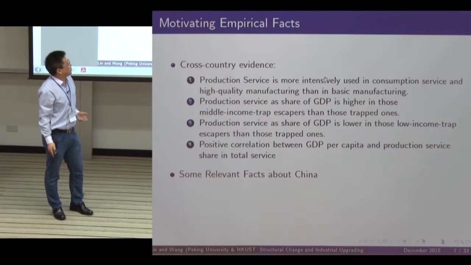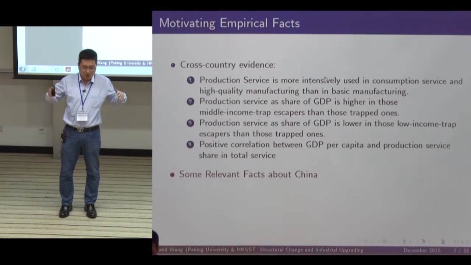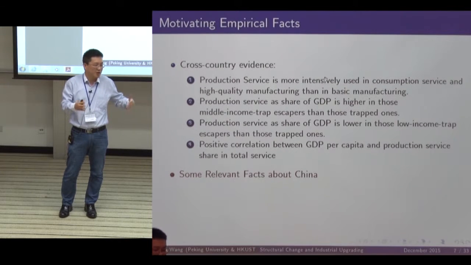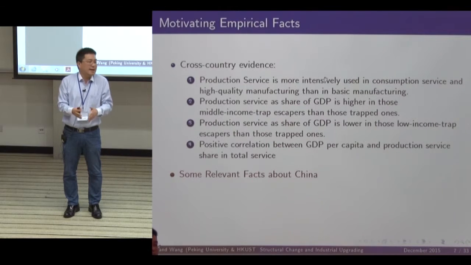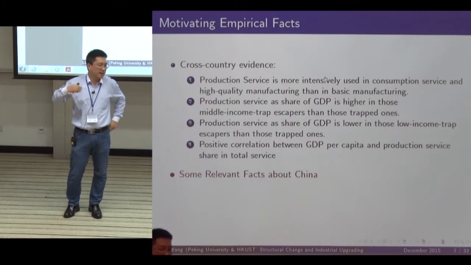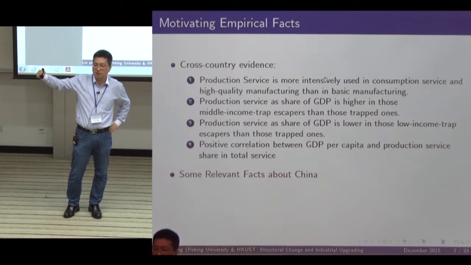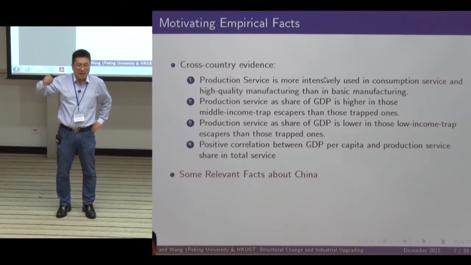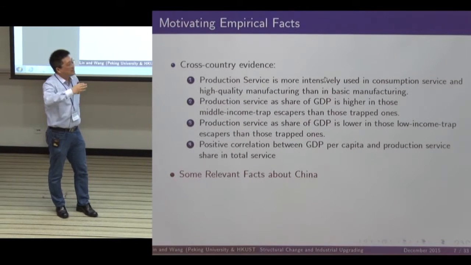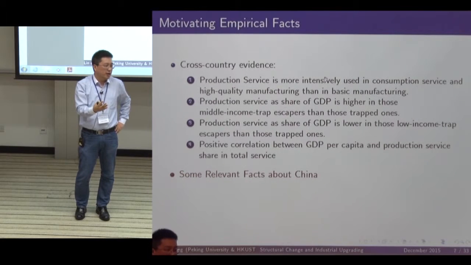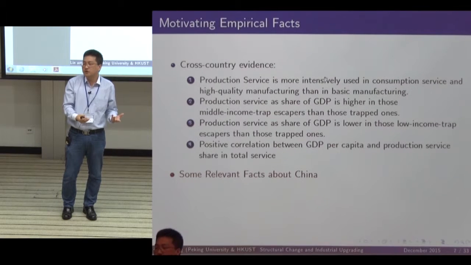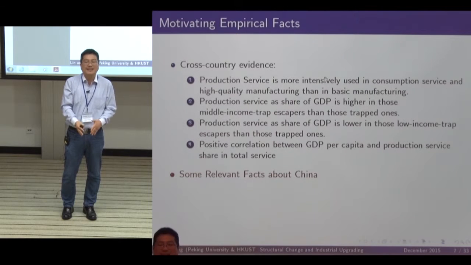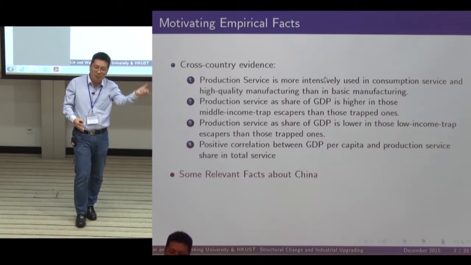Second, we have a definition of how we define a country as being in the middle income trap versus not trapped. If we compare these two groups, you find that those who escaped the middle income trap actually have a much higher production service share than those still trapped. The pattern is opposite for low income countries. For those economies trapped in low income status, their production service share is actually higher than those who escaped the low-income trap. So the pattern is exactly opposite.